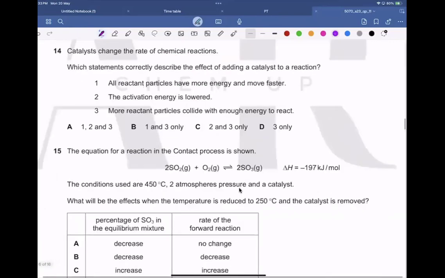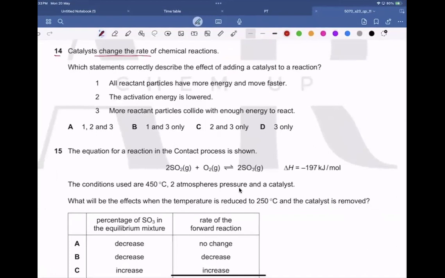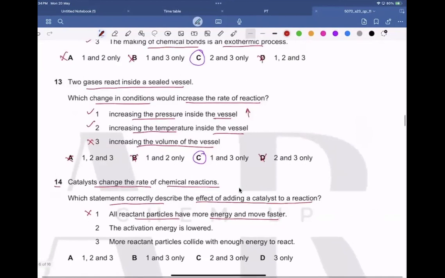Question number 14. Catalysts change the rate of chemical reactions. Which statement correctly describes the effect of adding a catalyst to the reaction? All reactant particles have more energy and move faster. Is it so? No. Yeah, sorry. So B is correct and C goes wrong.